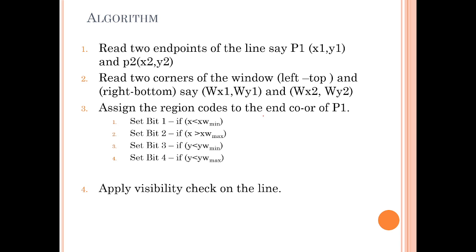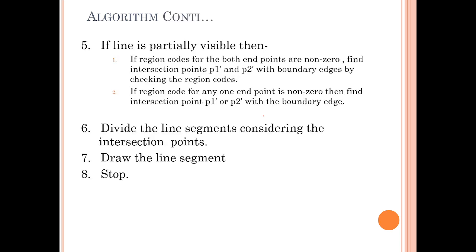Okay, so apply the visibility check on the lines. If the line is partially visible, then if region codes for both endpoints are non-zero, find the intersection points of P1 and P2 with the boundary edges by checking the region codes. If the region code for any one endpoint is non-zero, then find the intersection point of P1 or P2 with the boundary edges. Divide the line segment considering the intersection points, draw the line segment and stop the process.